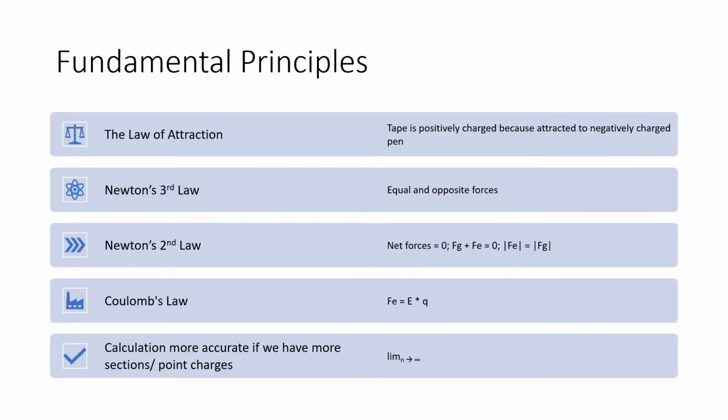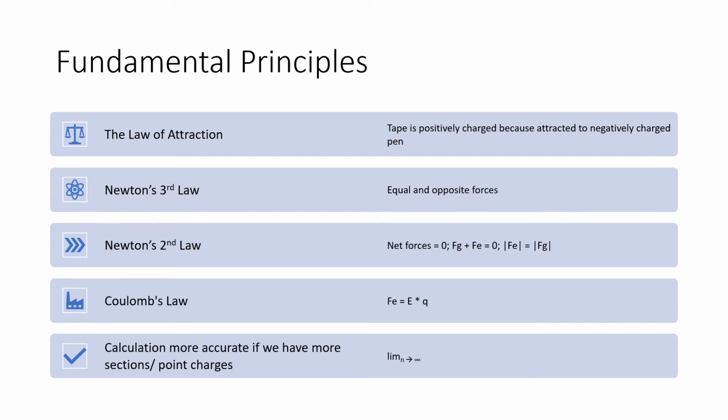The law of attraction tells us opposite charges attract while like charges repel. This is how we know that the tape was positively charged when it was attracted to a negatively charged pen. Then Newton's third law tells us that every action has an equal and opposite reaction. This means that the top and bottom tape exert equal and opposite forces on each other. Newton's second law then tells us that a system in equilibrium has a net sum of forces equal to zero.